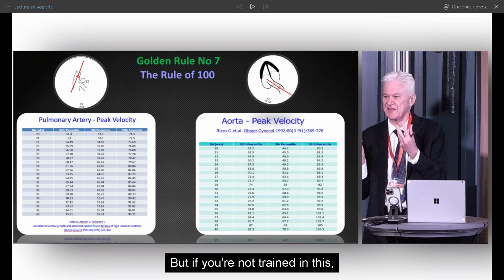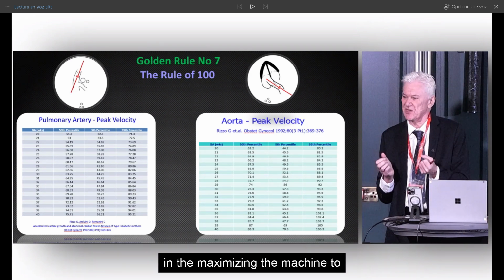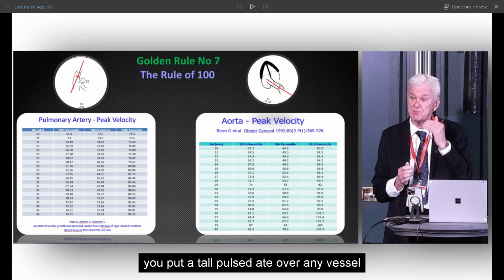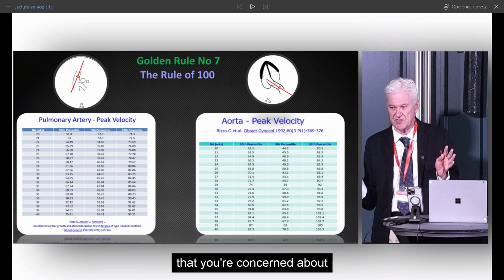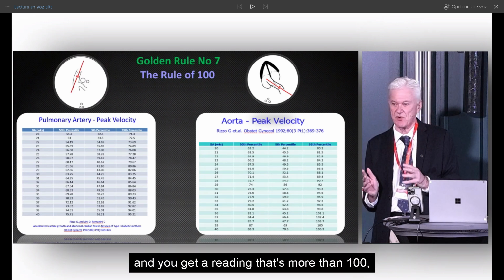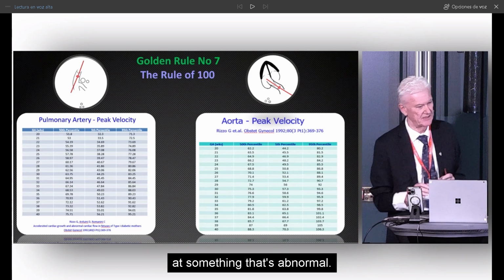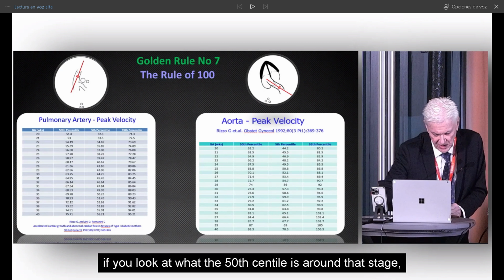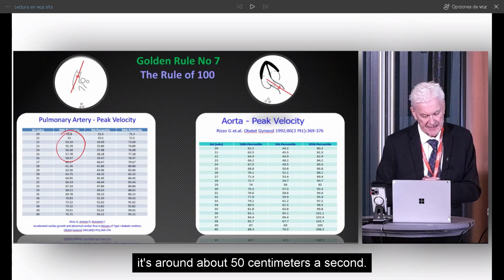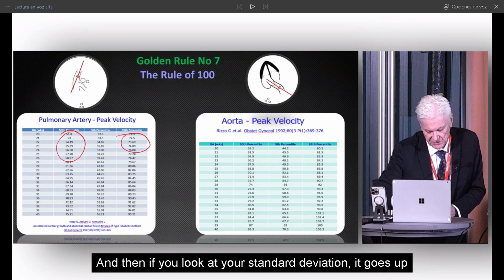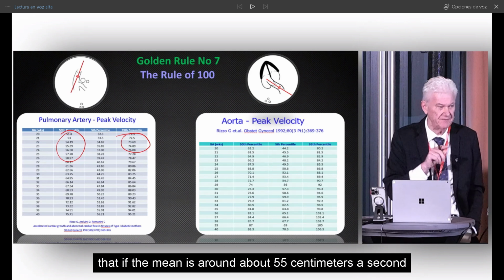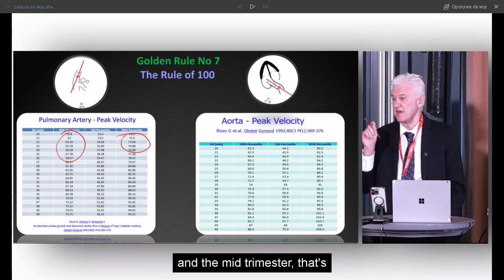But if you're not trained in maximizing the machine to the correct settings, in terms of getting a pulse Doppler gate, if you put a pulse Doppler gate over any vessel that you're concerned about, and you get a reading that's more than 100, the odds are you're probably looking at something that's abnormal. And if you want to be specific about it, these are the Rizzo charts. If you look at the 50th centile around that stage, it's around 50 centimeters a second. And then if you look at your standard deviation, it goes up to around 74, which makes a very relevant point that the mean is around 55 centimeters a second in the mid-trimester.